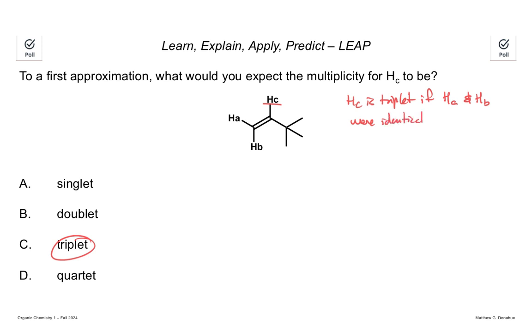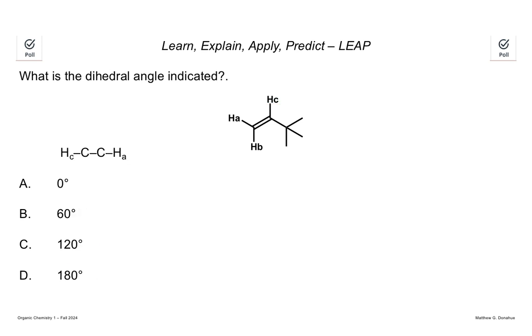If HA and HB angles were identical. So what is the dihedral angle indicated? HC to carbon, carbon to HA. Those lie within the same plane, and they're actually sort of in front and behind one another. So the dihedral angle between them is 0.